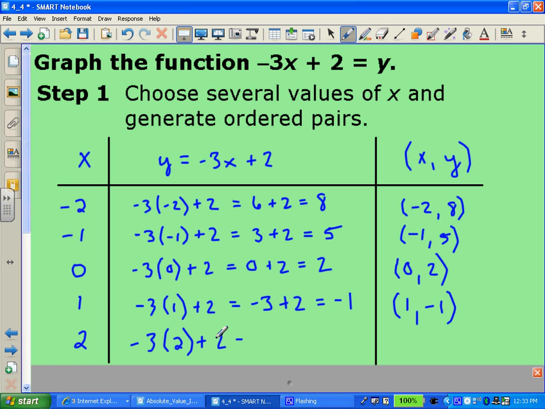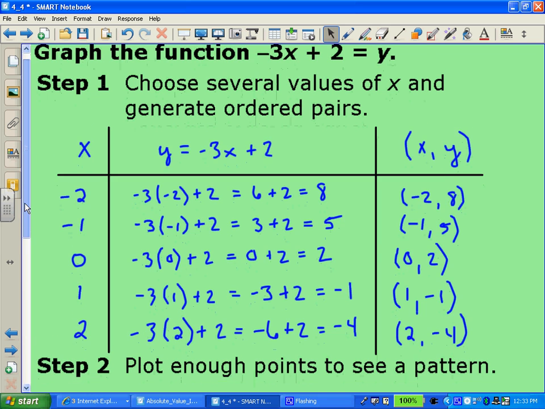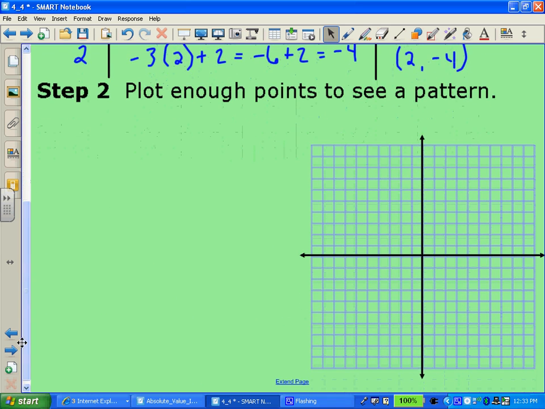And negative 3 times 2 plus 2, negative 6 plus 2, which is negative 4. So then I have 2, negative 4 as my ordered pair. So then I'm going to go ahead and I'm going to plot these points on the graph.